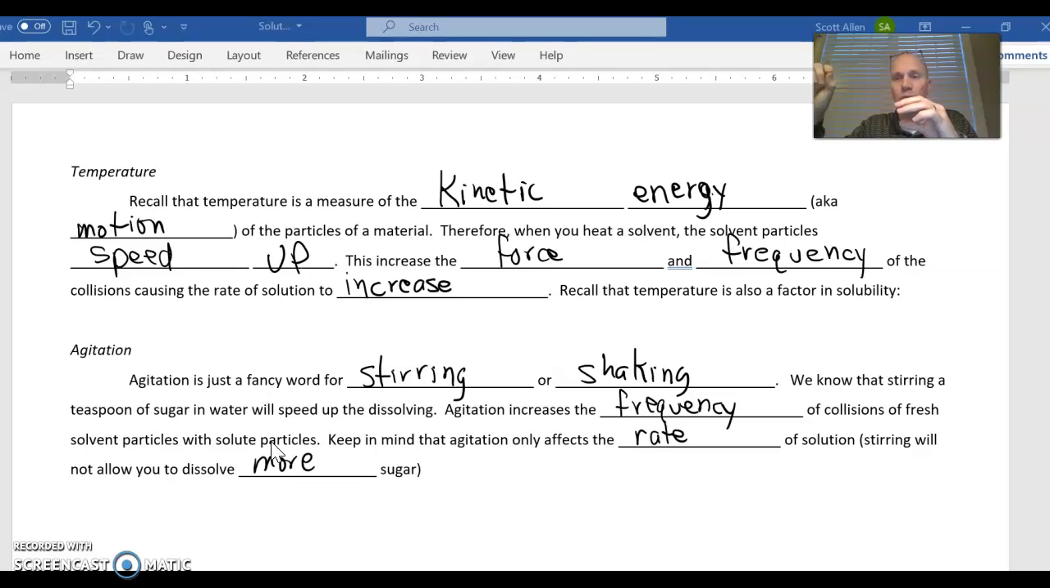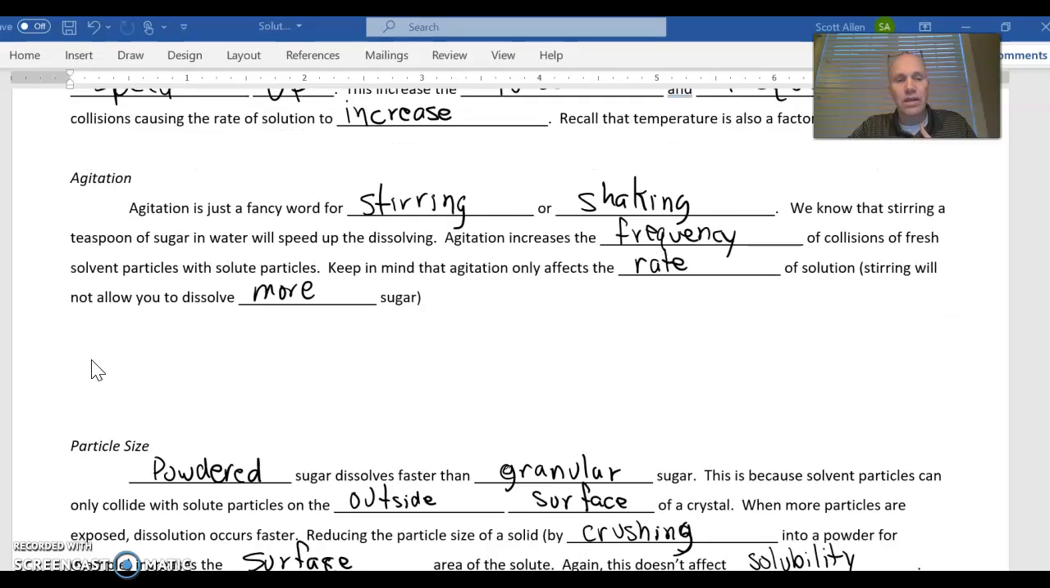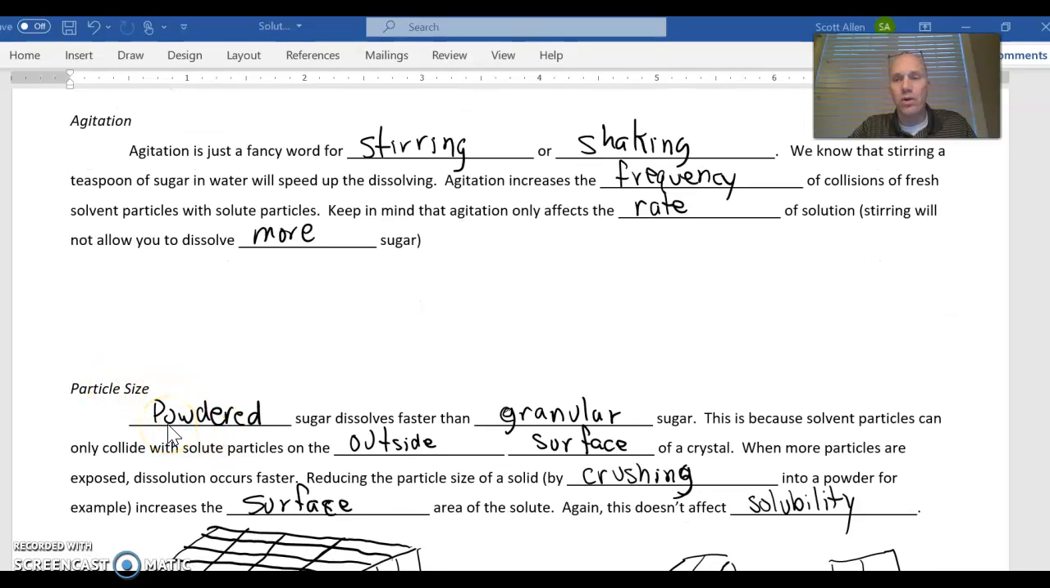So what the shaking does is it mixes things up, and some of that sugary water will spread apart, and that will allow fresh solvent to come in and collide with the sugar cube. So that's why agitation will speed up the rate of dissolving. The last thing is going to be particle size. For example, powdered sugar is going to dissolve faster than granular sugar, even if you have the same amount, like 2 grams of powdered sugar versus 2 grams of granular sugar.